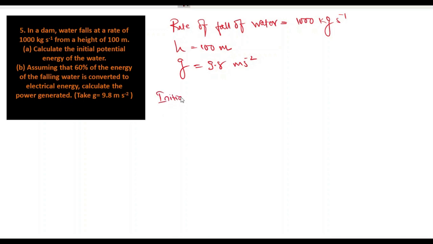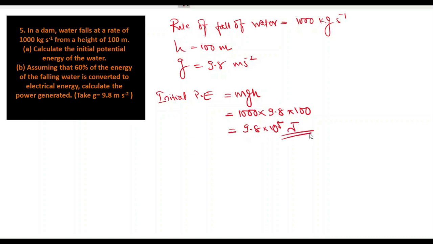Initial potential energy is equal to mgh. अब देखो, मास है 1000 kg, एक सेकंड में 1000 kg गिर रहा है. g कितना है? 9.8 और हाइट कितना है? 100. तो ये हो जाएगा 9.8 into 10 raised to 5 joule. सही है ना, initial potential energy.